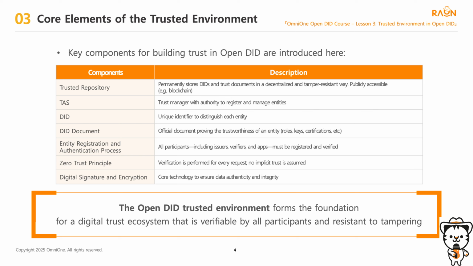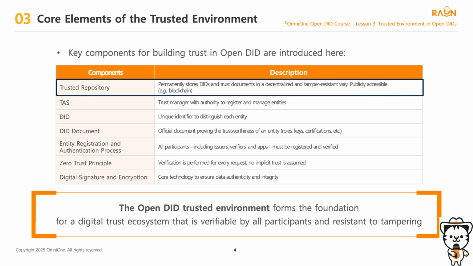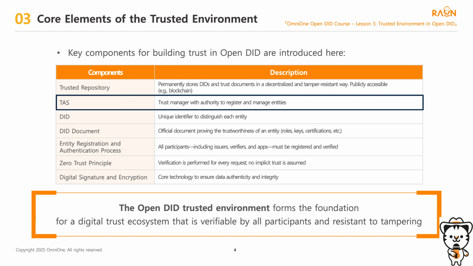Let's quickly summarize the key points we just covered. The trust repository, which is established with the consensus of the initial committee, is built on a distributed ledger-like blockchain, providing strong security and integrity. The TAS is granted authority by both the committee and the trust repository. It acts as a central trust anchor, responsible for managing and vouching for trusted entities.